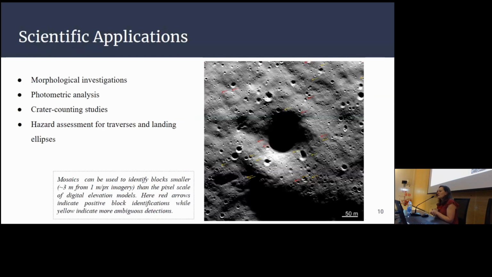There's a whole bunch of different applications for this, obviously morphological investigations, because we're releasing all the binned subsolar longitude mosaics. You could do a little bit of photometry, crater counting, also hazard assessment. So here's an example where we're trying to identify a bunch of little boulders that wouldn't show up in a digital terrain model in an ACK image.